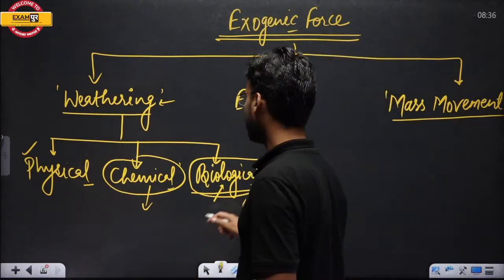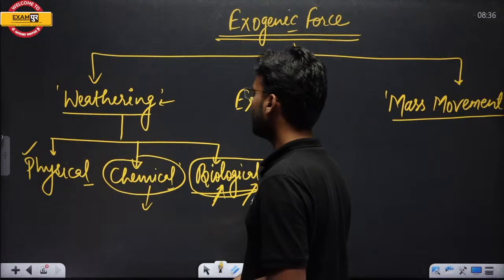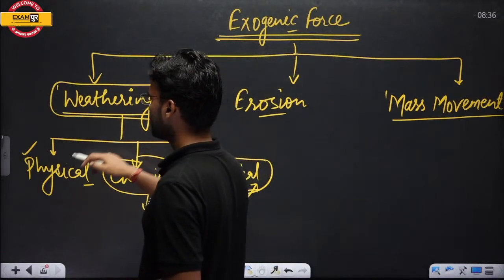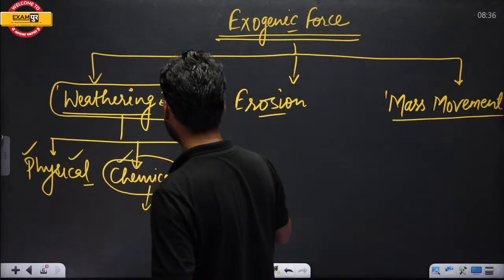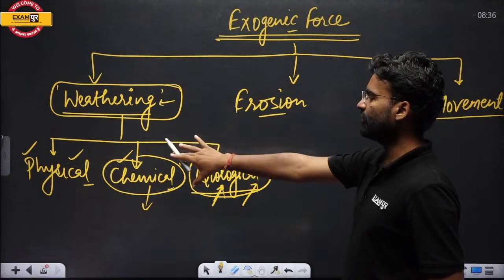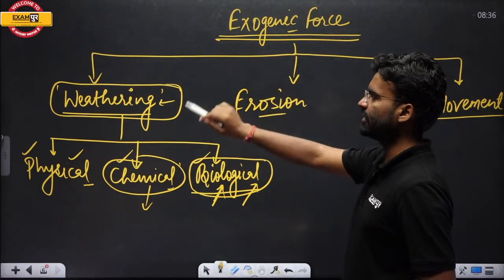Turns into the breaking condition, which is responsible for the biological weathering. So you can categorize the weathering into three parts: first is physical weathering, chemical weathering, and biological weathering. These phenomena are happening due to the exogenetic forces.